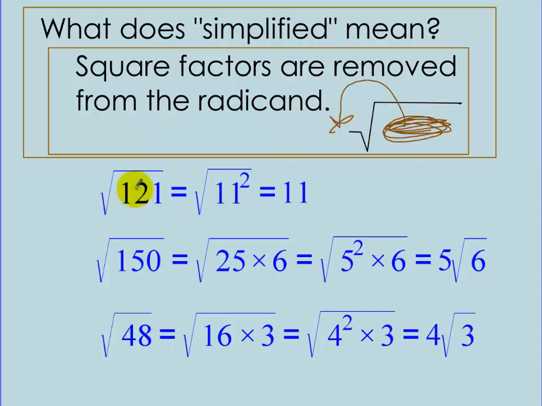For example, square root of 121 is 11 squared. 11 is the squared factor, so that 11 gets moved to the outside. There's nothing left inside, so it's just regular 11. For square root of 150, that can break apart into 25 times 6, which is 5 squared times 6. That 5 is the squared part, so that 5 comes to the outside, and now we get 5 times square root of 6. With 48, it's 16 times 3, which breaks down to 4 squared times 3. That 4 is the squared factor, so it's moved to the outside, and we have 4 radical 3. So that's what's going on here.